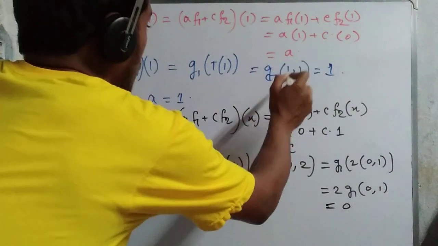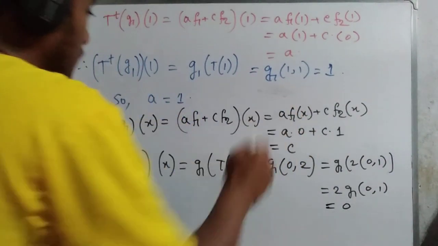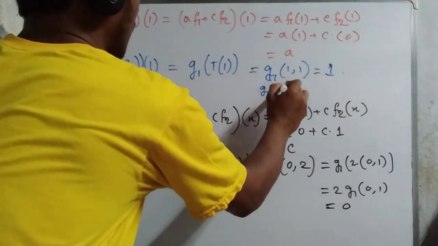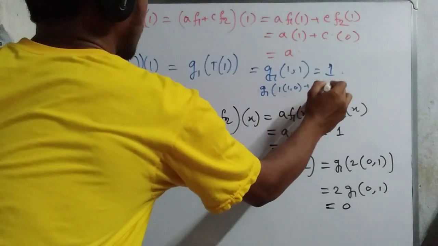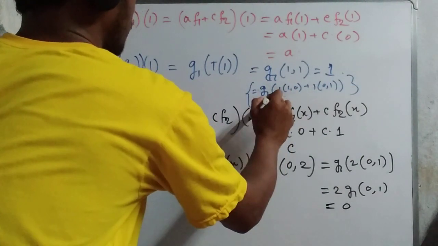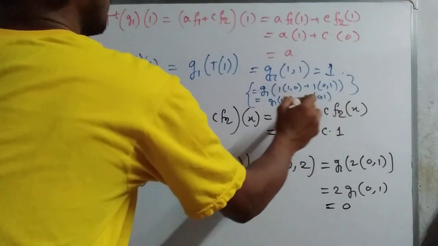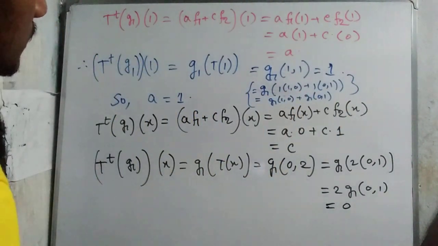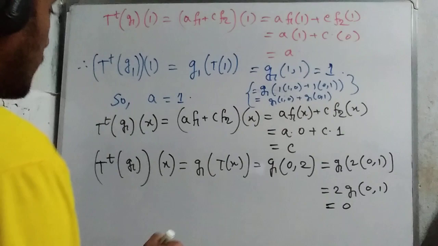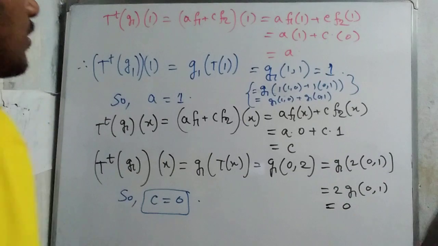Understood? This one we obtain, if we elaborate this one, then in this way we obtain C(1,1,0) plus (1,0,1). Then C, if we obtain here C(1,1,0) and C(1,0,1), this one is 0, this one is 1, so this one is 1. So what we get? We get C equal to 0. Not a problem at all.